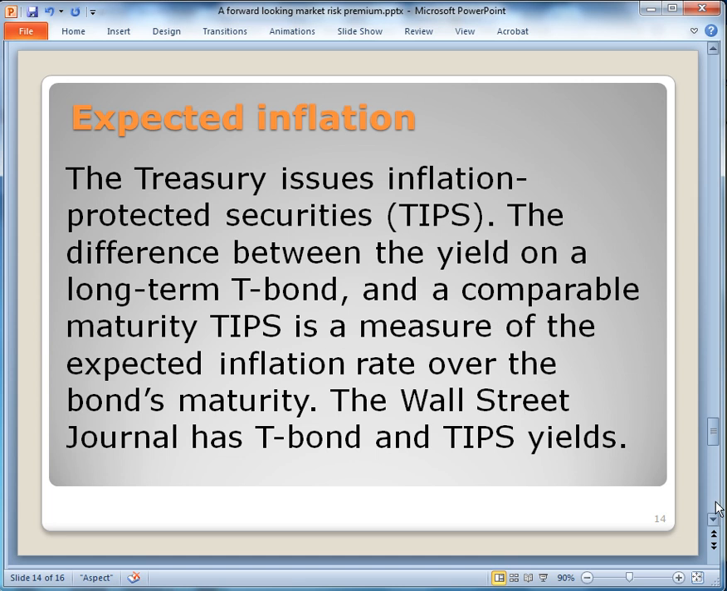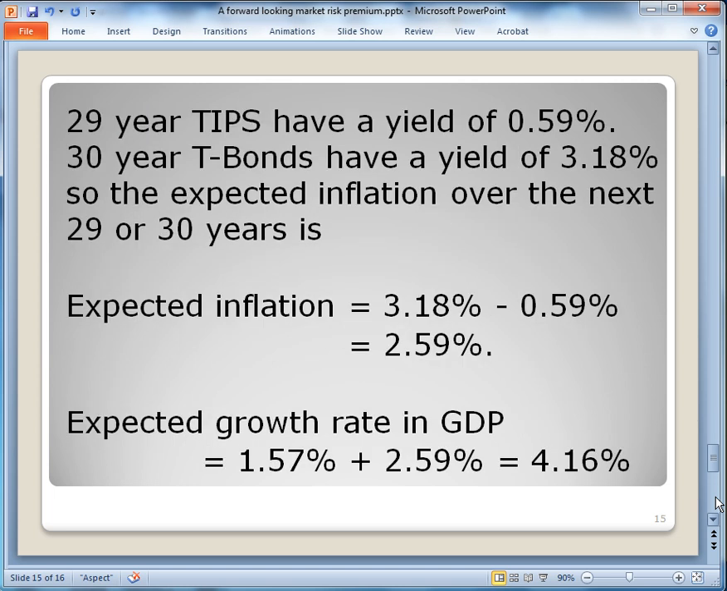So that's what we're going to do, we're going to look at a Treasury yield, and then we're going to look at a TIPS yield. We're going to subtract the TIPS yield from the Treasury yield for a long-term bond, and that will be a measure of our expected inflation over the next 30 years. And this is a market-determined measure. So let's go ahead and look and see where that information comes from.